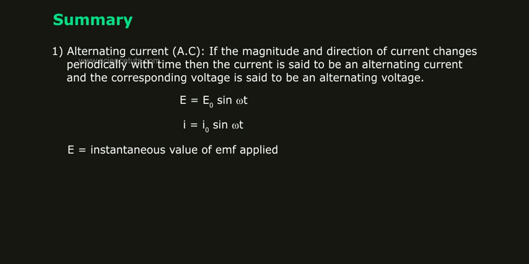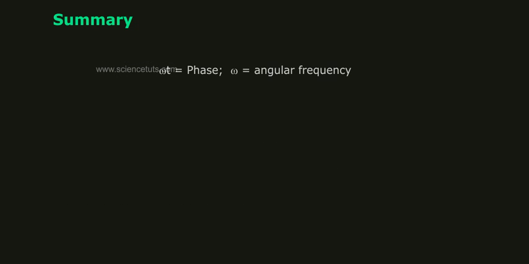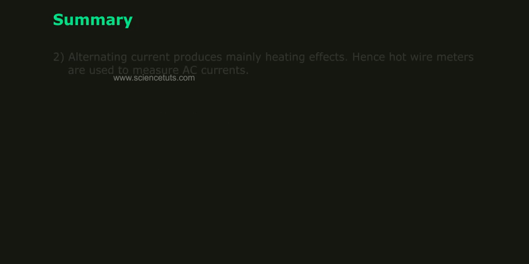E stands for instantaneous value of EMF applied. E naught stands for maximum value or peak value of EMF applied. I stands for instantaneous value of current. I naught stands for peak value of current. Omega t stands for phase. Omega stands for angular frequency. Omega equals 2 pi f equals 2 pi by T. F stands for frequency, T stands for time period.